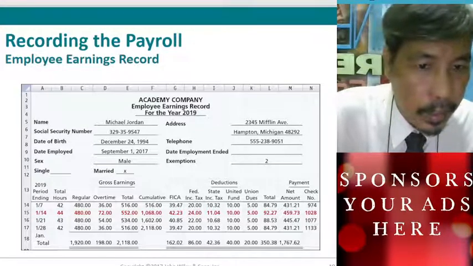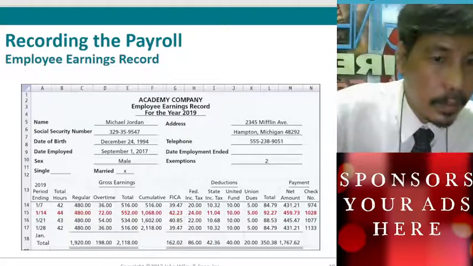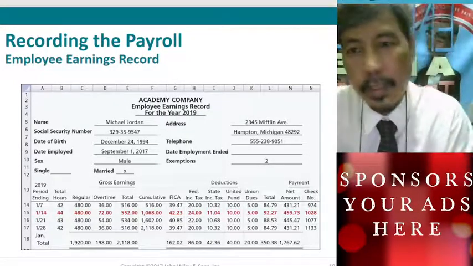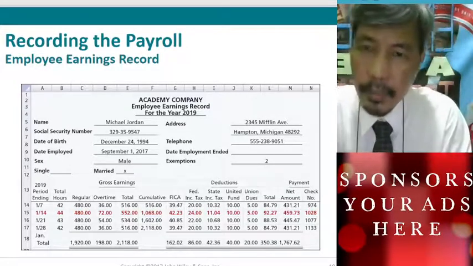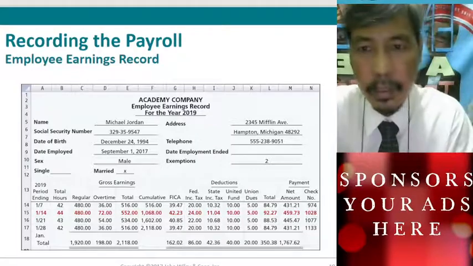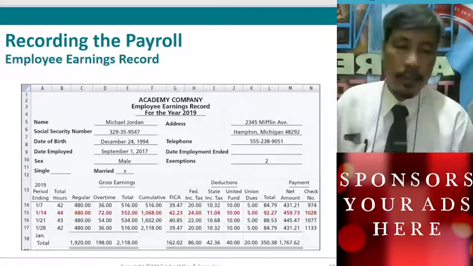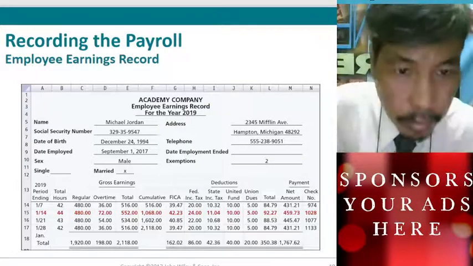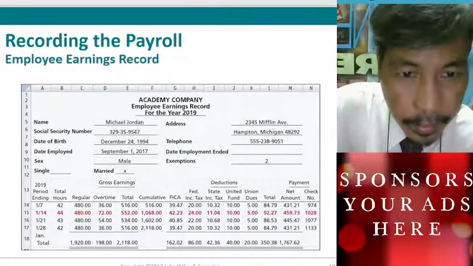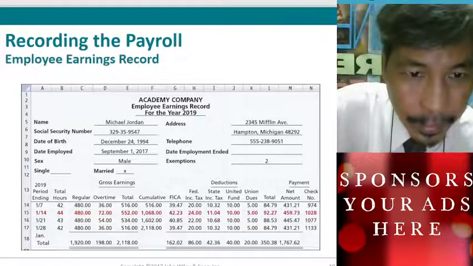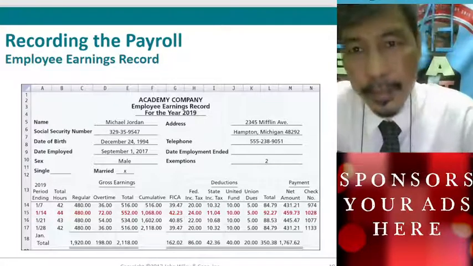350, that is 17, maybe about 17,000. Okay. Deduction. So the federal income tax is lesser than FICA. FICA is the most.